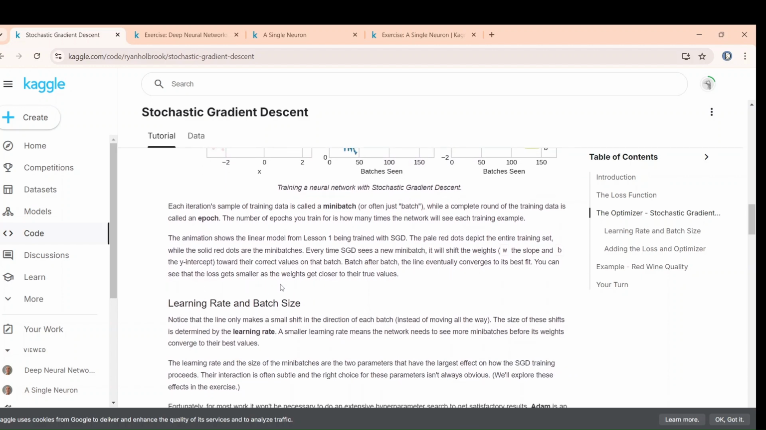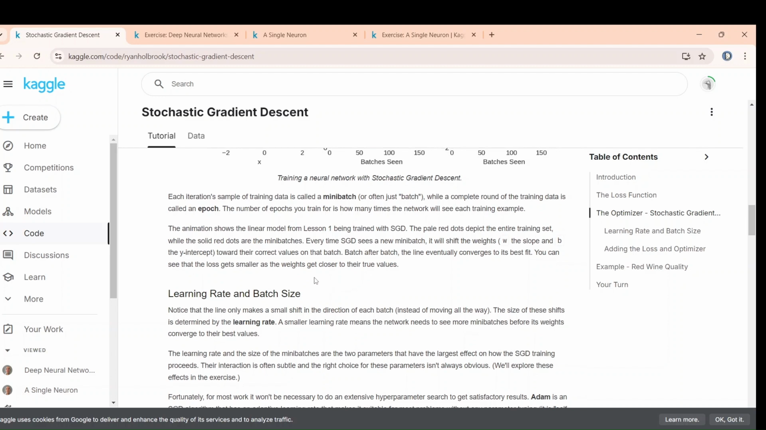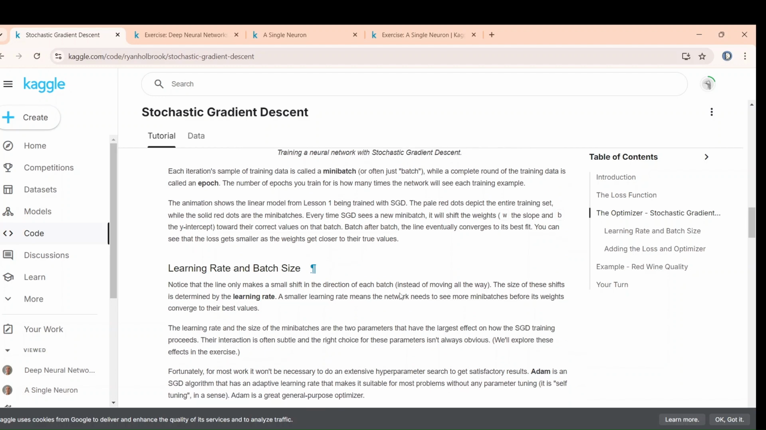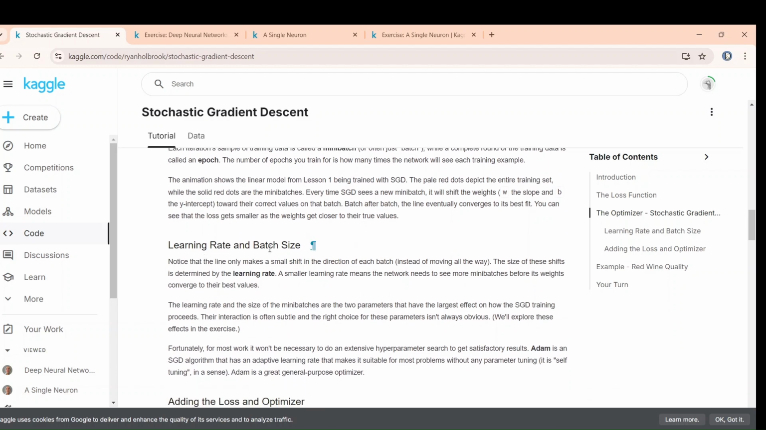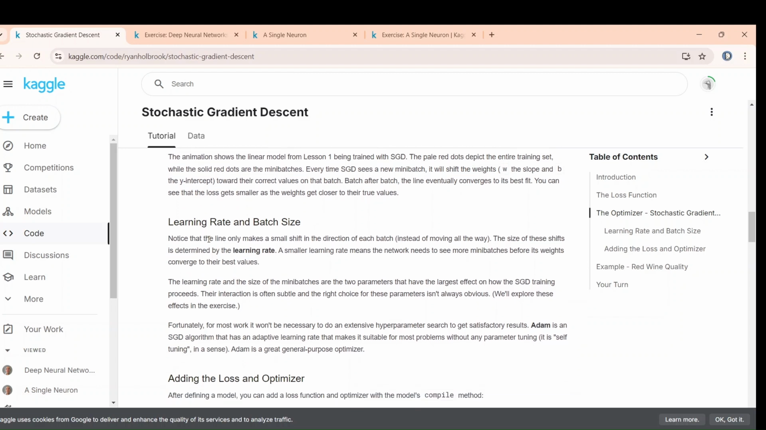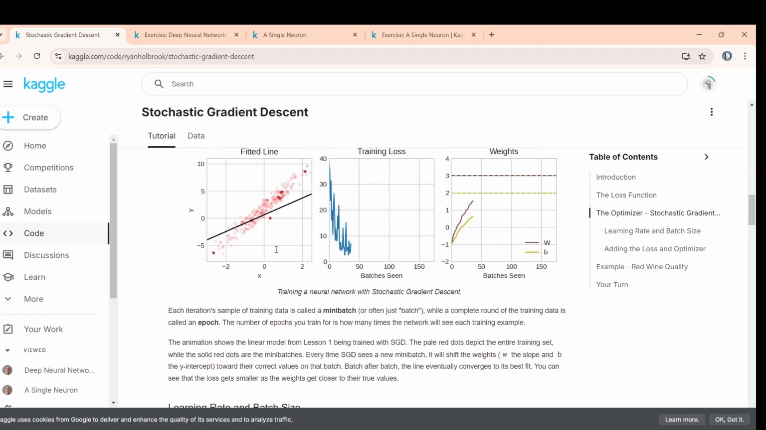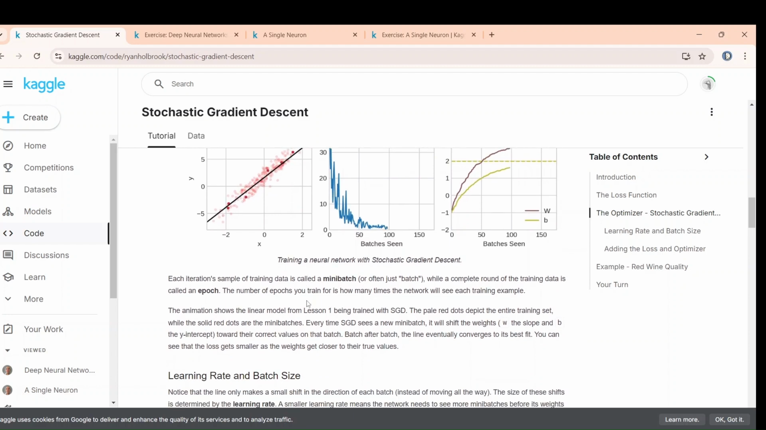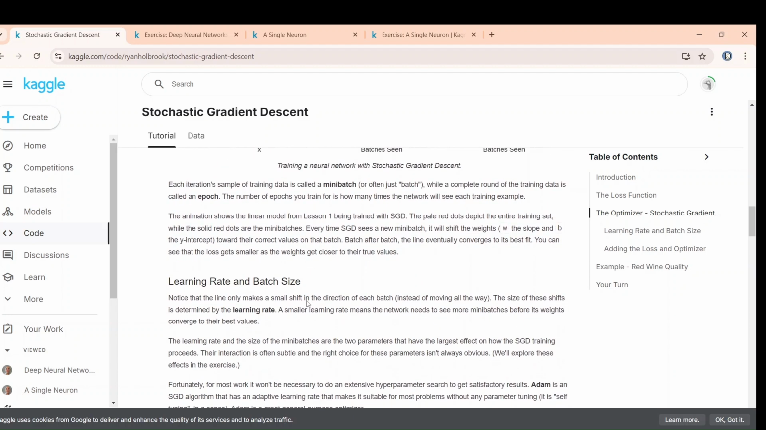You can see the loss gets smaller as the weights get closer to the true values. Fine. Next one is learning rate and batch size. Notice that the line only makes a small shift in the direction of each batch. The size of this shift is determined by the learning rate. See here, this is taking a small shift. This is what is known as learning rate. Learning rate we can change.